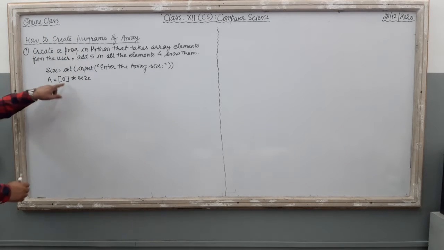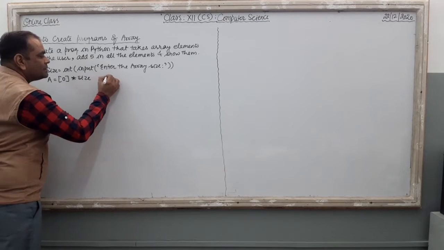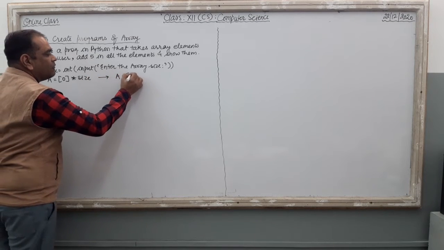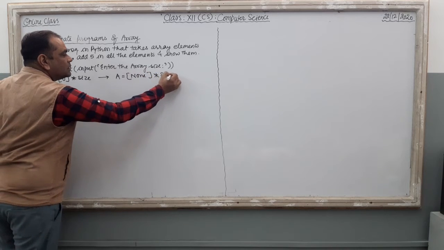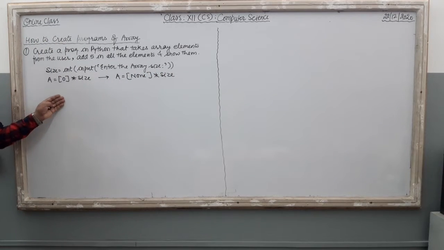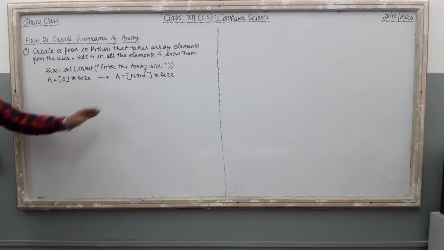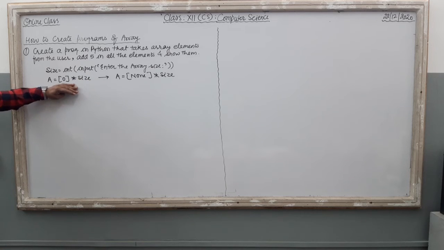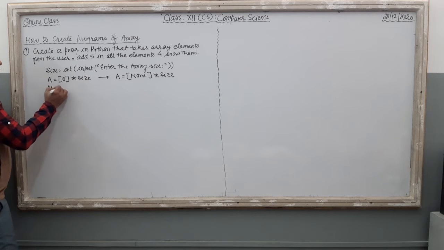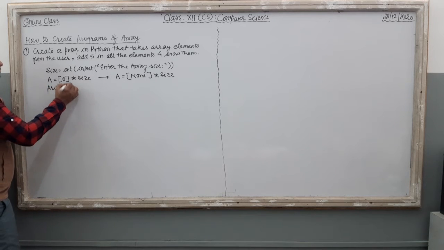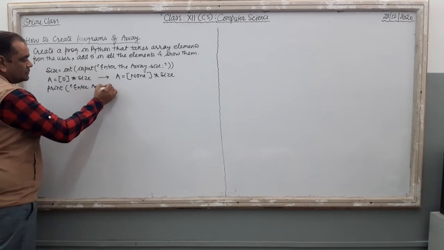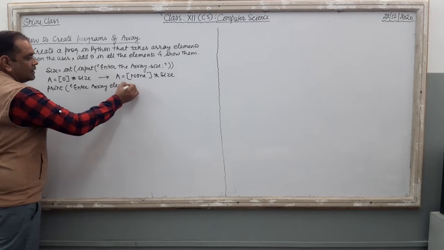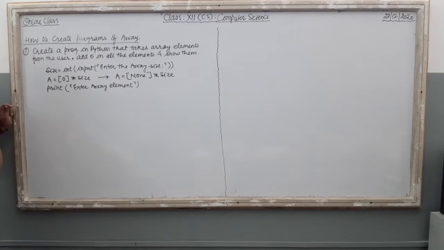Instead of putting 0, you can also write a equal to None, and then multiply by size. Both lines are correct. You can use them according to your style. Done. So here the array is created with the default value. Now our next work is to show a message on the monitor, that is print enter array elements. The message is shown with this simple print command.